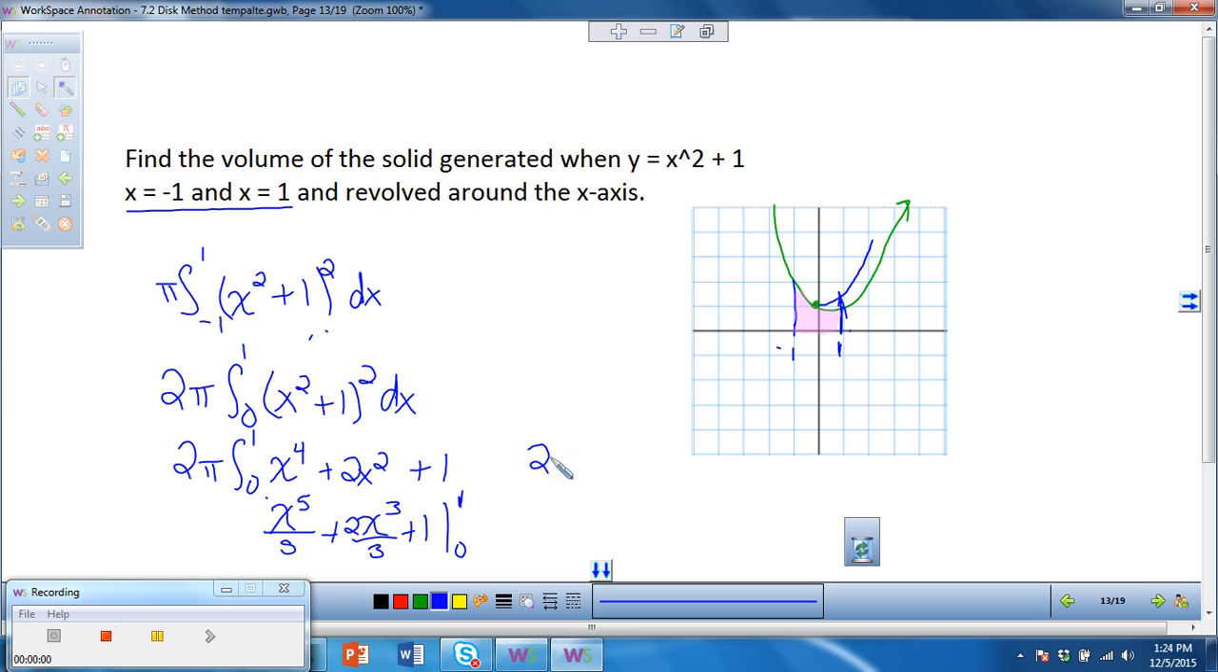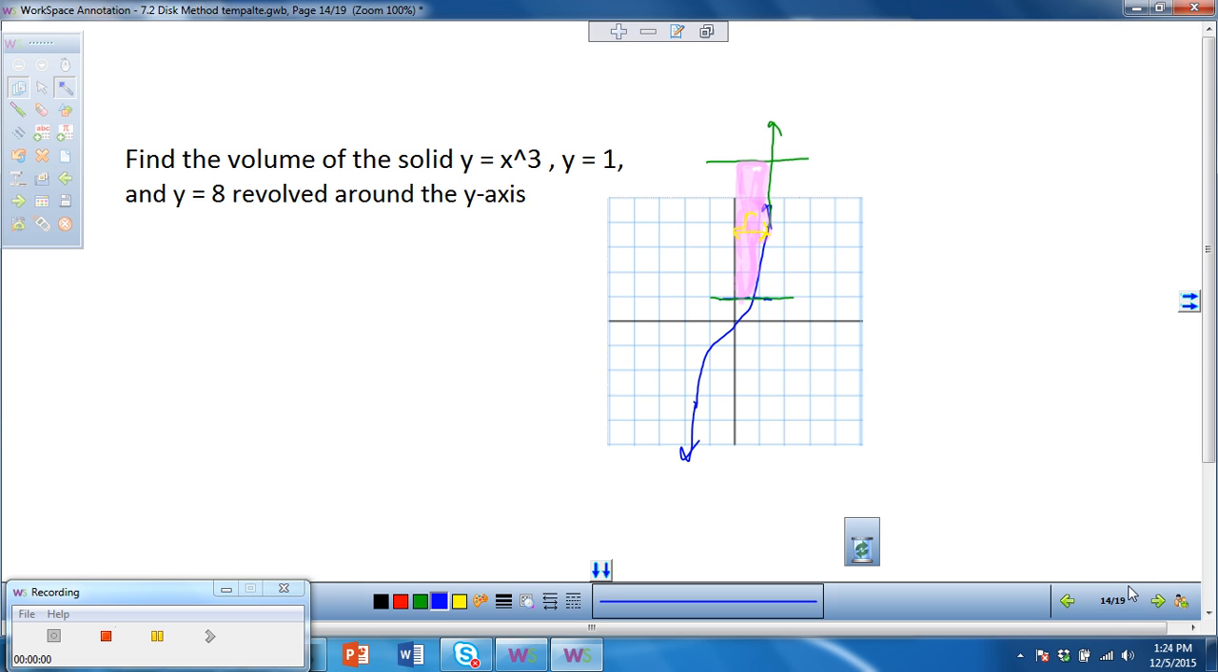So that's going to give me 2 pi times 1/5 plus 2/3 plus 1. I did that wrong, didn't I? That should be x. Still gives me 1, but that should be an x. And of course, when I put 0 in, I get 0, so this is my answer. Okay?